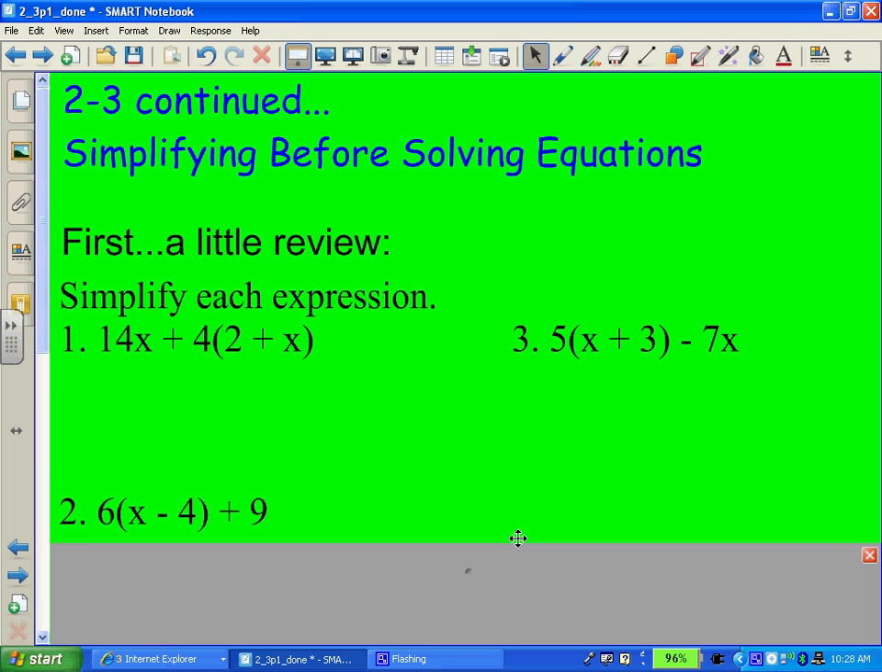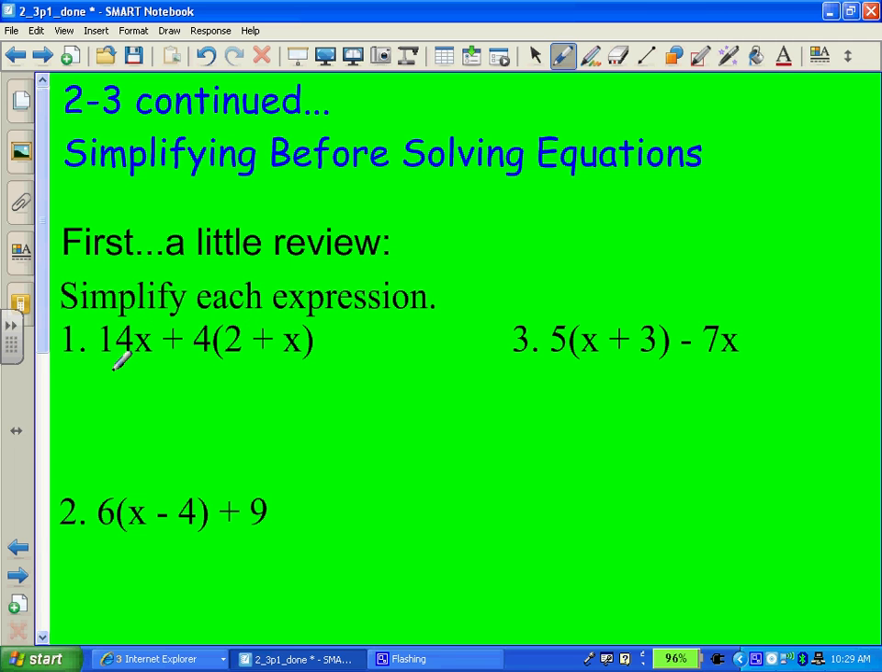In Chapter 1, we talked about how to simplify an expression. And that skill, which we weren't that good at in Chapter 1, to be honest, will be very important as we simplify before we solve. So if you'll remember, when we simplified, we talked about distributing, and we talked about combining like terms. Now the first thing that we want to do is distribute.